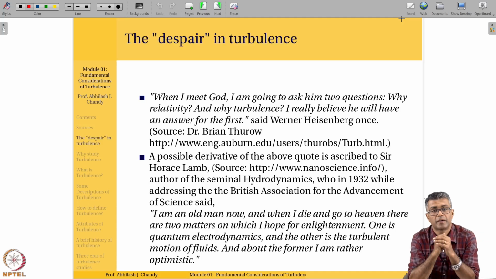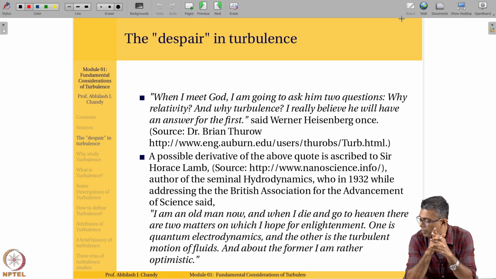Starting with the despair in turbulence. So why do I call it a despair in turbulence? Maybe because it is such a complicated topic to understand. A lot of physicists have expressed a despair in different ways. I start with a quotation from Werner Heisenberg.